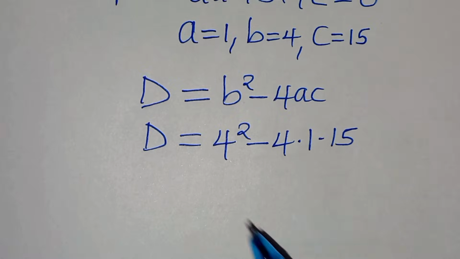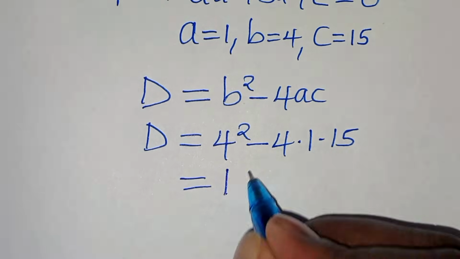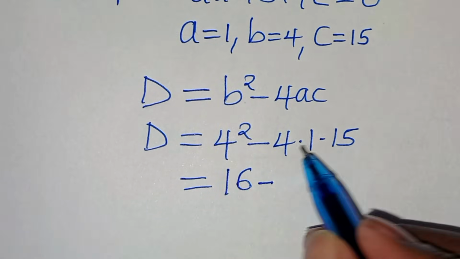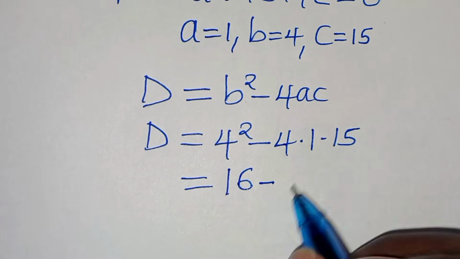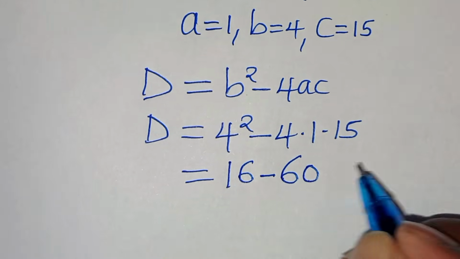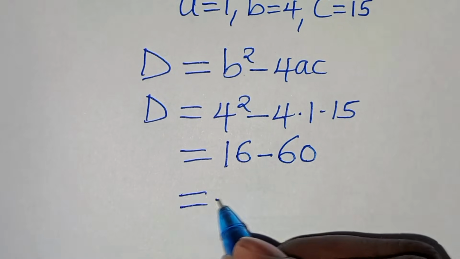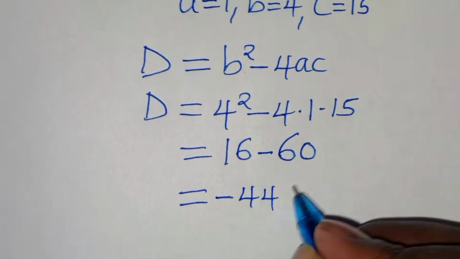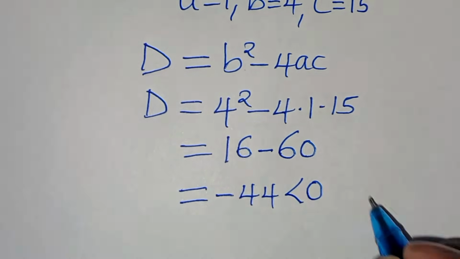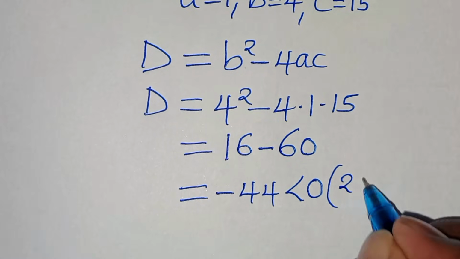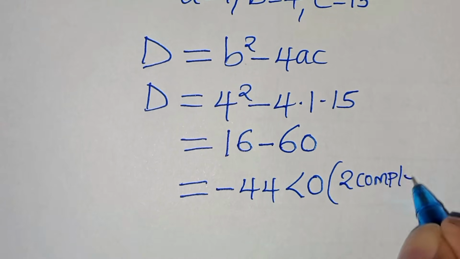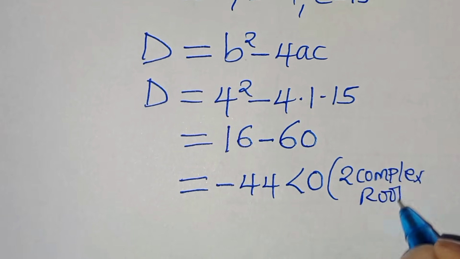So this implies that we have 4 squared, which is 16, minus 4 times 15. This is minus 60. So 16 minus 60 is equal to minus 44, and this is less than 0. This means we have two complex roots here.